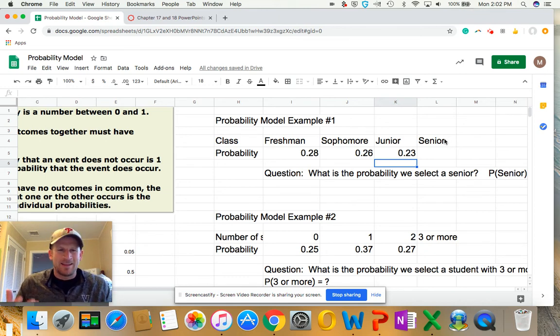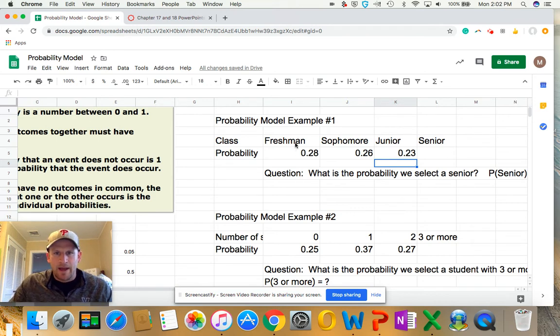It's tough to think about the opposite of a senior, but if you're not a senior, you are either a freshman, a sophomore, or a junior. So if we can lump these probabilities together and then subtract that from 1, we will reach a probability for a senior class, okay?